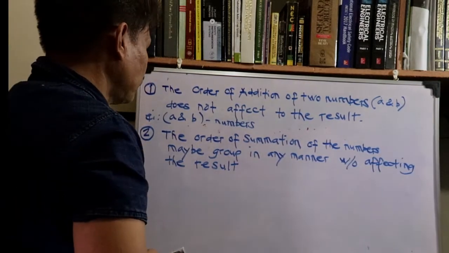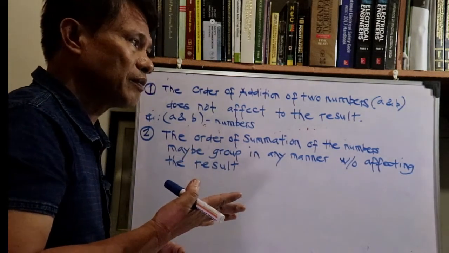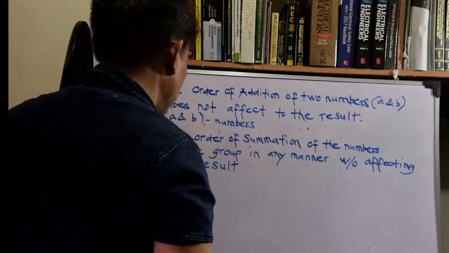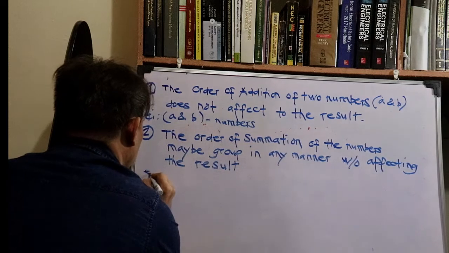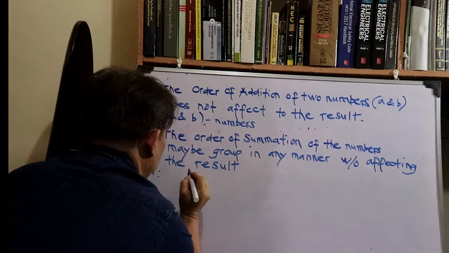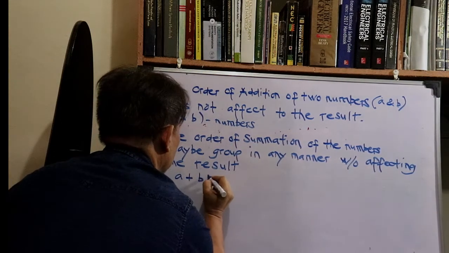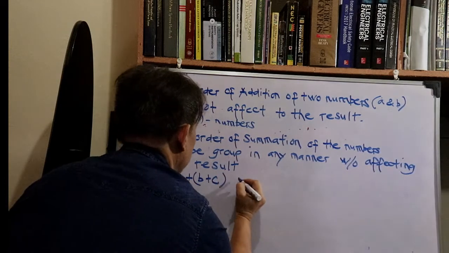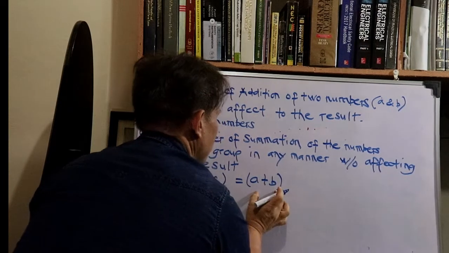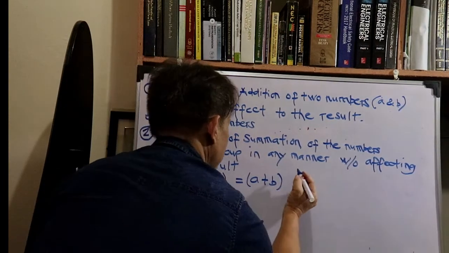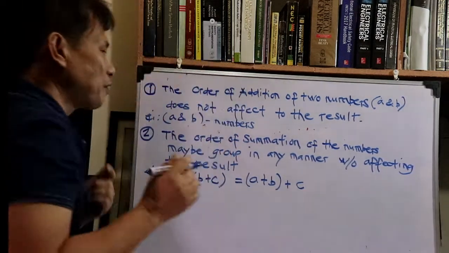Say, for example, we are adding C as the third number. Okay? Now, if we have A plus B plus C, then we are going to associate A and B in one group of parentheses, and we separate C.